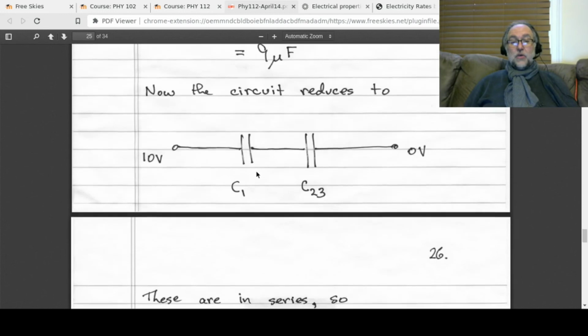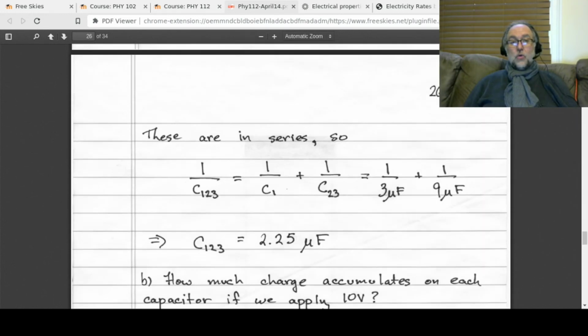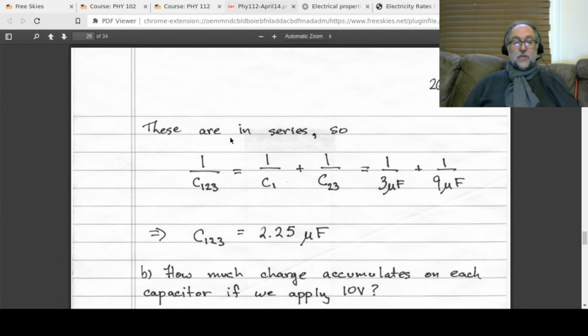When they're in series, what do you do? You add the reciprocals. So the effective capacitance of the whole circuit, C123, is given by 1 over C123 equals 1 over C1 plus 1 over C23, which is 1 over 3 plus 1 over 9, and that turns out to be C123 equals 2.25 microfarads. There we go, we've answered the first question. The effective capacitance of the entire circuit is 2.25 microfarads.